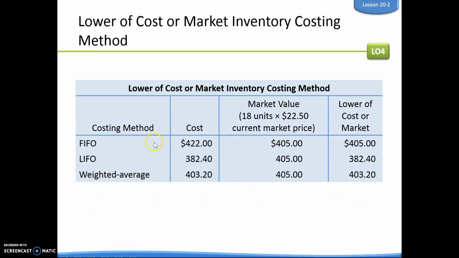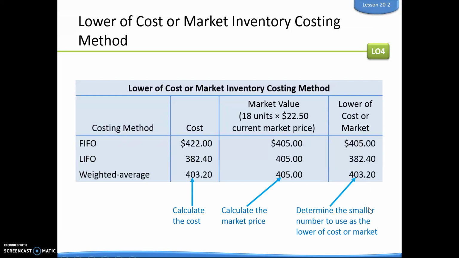So essentially here you can see that when we're doing the LCM, the FIFO cost was $422. The market value is $405. So in this situation, we would use market value because it was lower. In the LIFO method here, LIFO cost is lower at $382, market value at $405. So we would use the LIFO method because it's lower. And again, when we look at weighted average, it was 403, market value is 405. So we would use the weighted average. We just use whatever is lower.